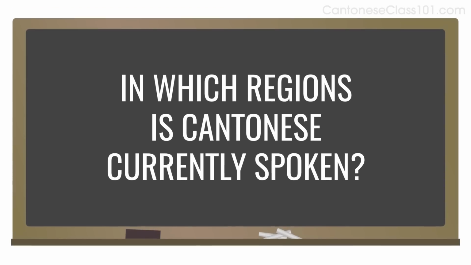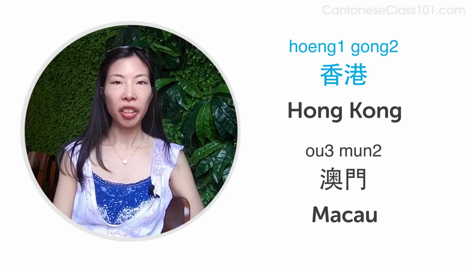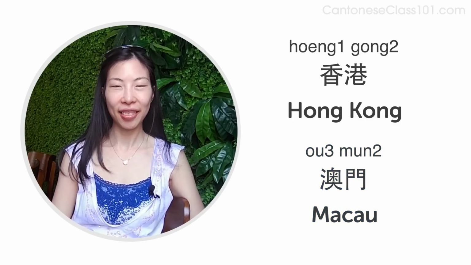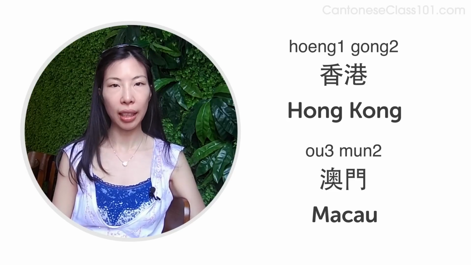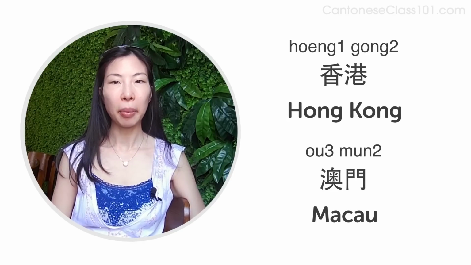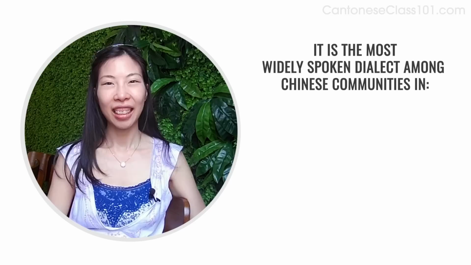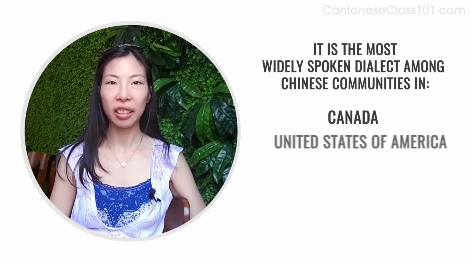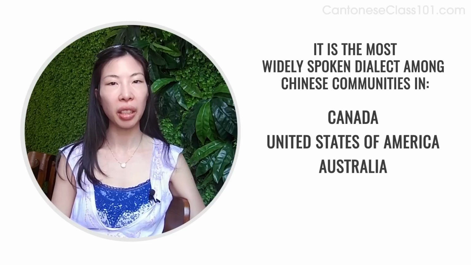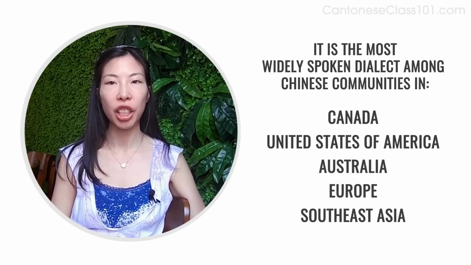Let's get into more details. In which regions is Cantonese currently spoken? Cantonese is the official language in Hong Kong and Macau. And today we are in Macau. And historically, the most popular form of Chinese spoken outside mainland China. We're not kidding about Cantonese being spoken everywhere. It is the most widely spoken dialect among Chinese communities in Canada, the United States of America, and Australia, as well as Europe and Southeast Asia.